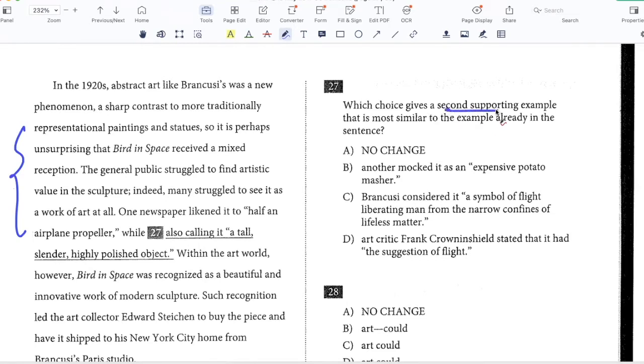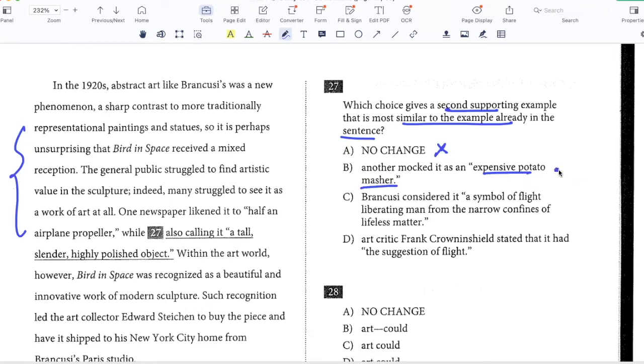Which choice gives the second supporting example that is more similar to the example in the sentence? One newspaper likened it to half an airplane propeller, while also calling it a tall, slender, highly polished object. That can't be correct because the second example has to be a criticism, something the public did not appreciate. So it's not A. "While another mocked it as an expensive potato masher." This is a good answer because another newspaper called it as good as a potato masher, but an expensive one because this was a work of art.